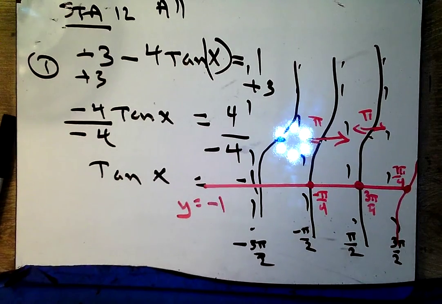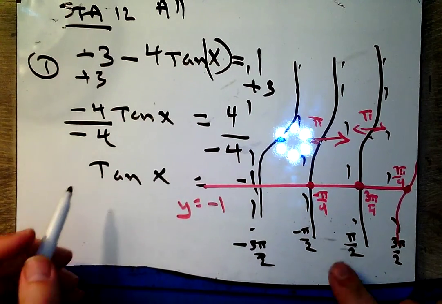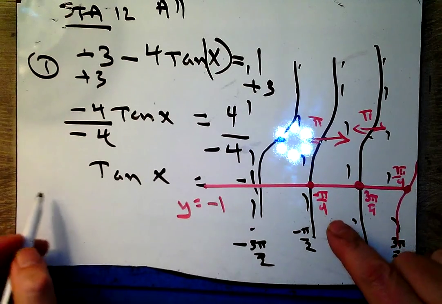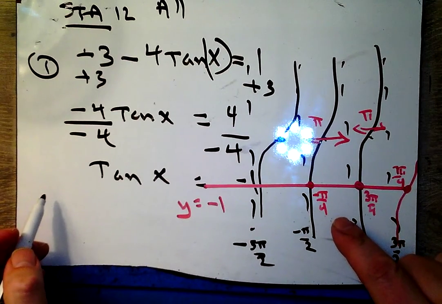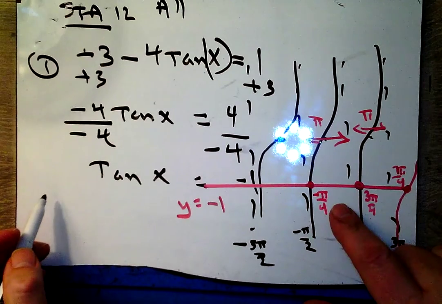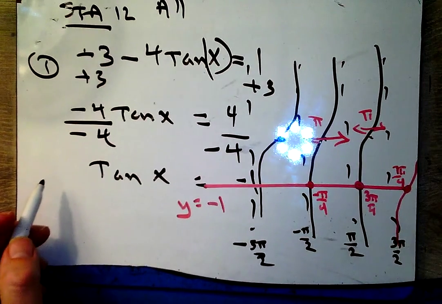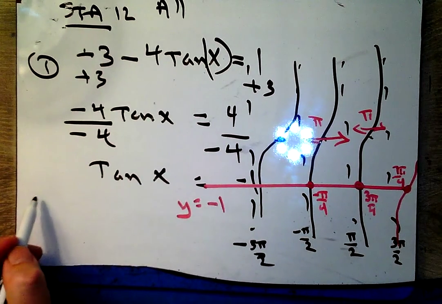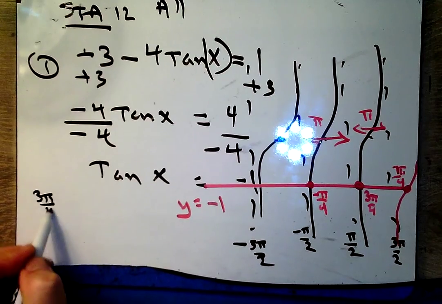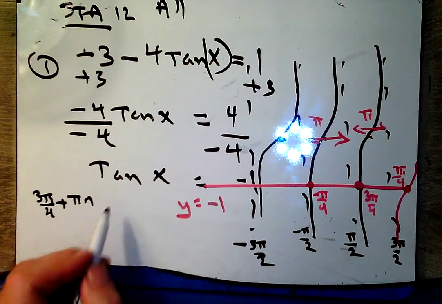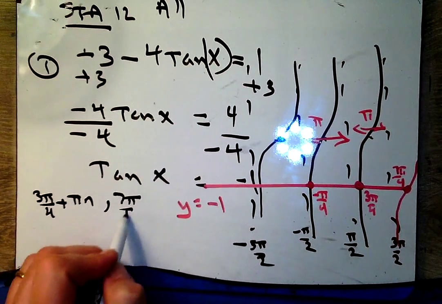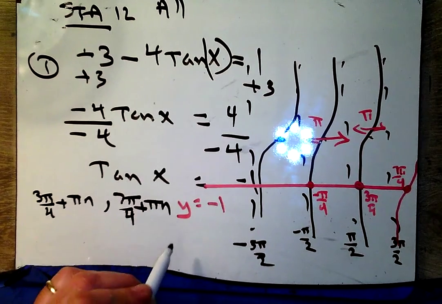So, I could say that, sorry, Justin just sent me a text. I could say 3 pi over 4 plus pi n and 7 pi over 4 plus pi n.